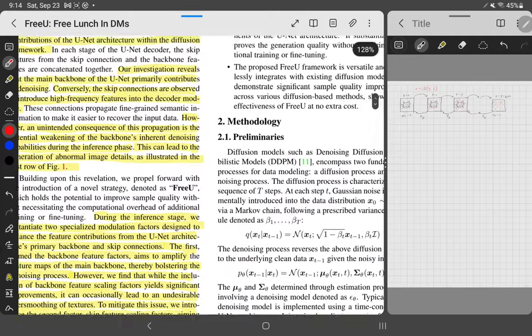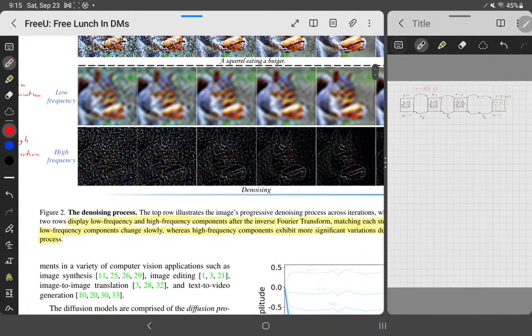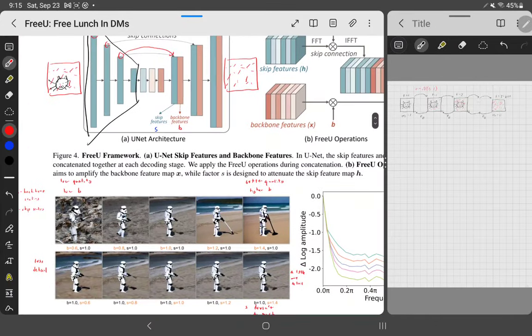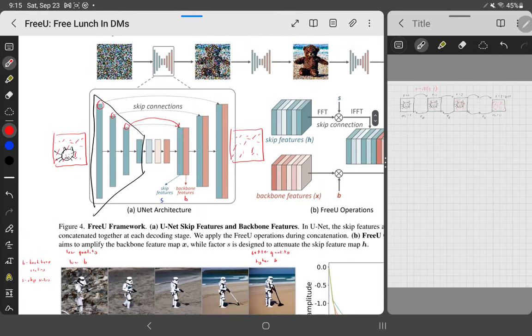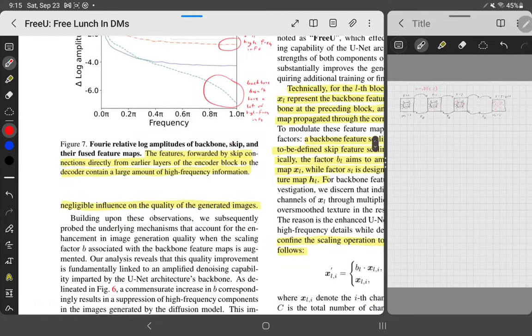So you have these two features, and this is very important for what they look at. When they look at this, they see that these features basically encode two different sets of information. So the backbone features, they say, encode high frequency information.